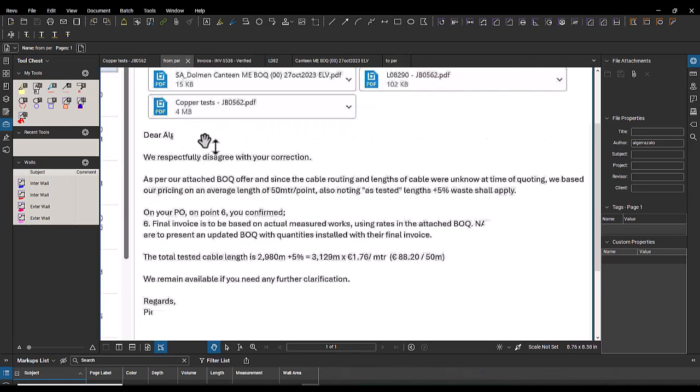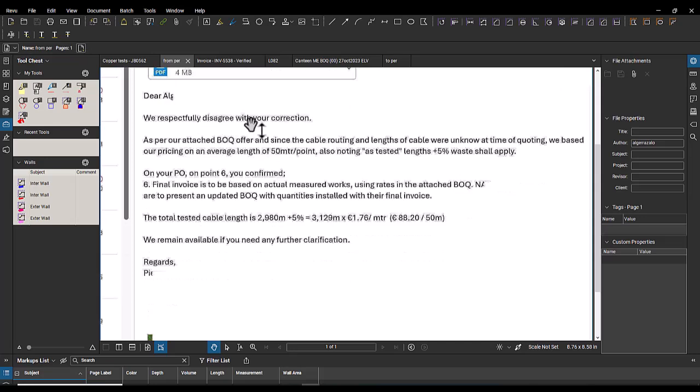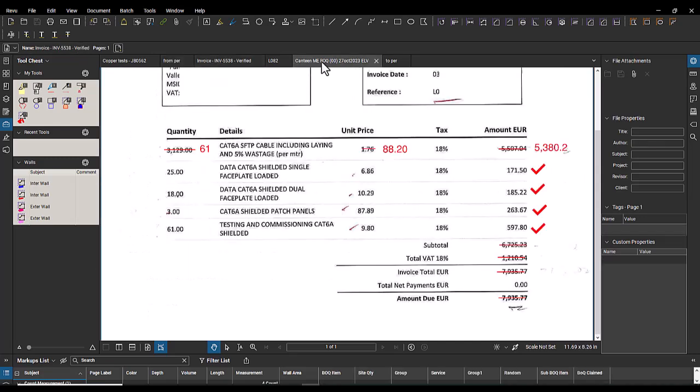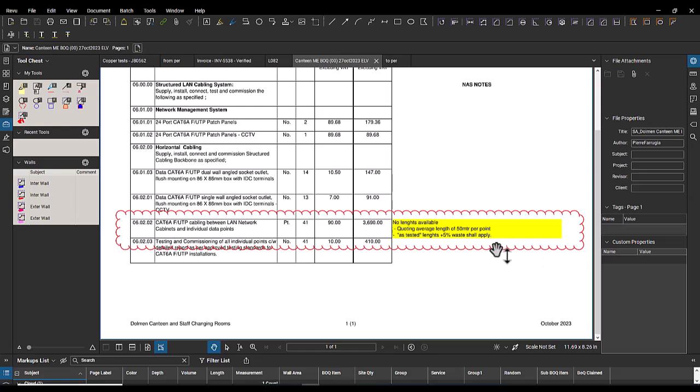"We respectfully disagree with your correction. As per our attached BOQ offer, and since the cable routing and lengths of cable were unknown at the time of quoting, we base our pricing on average length of 50 meter per point, also noting as tested length plus 5% waste shall apply." So he was talking about this BOQ here.